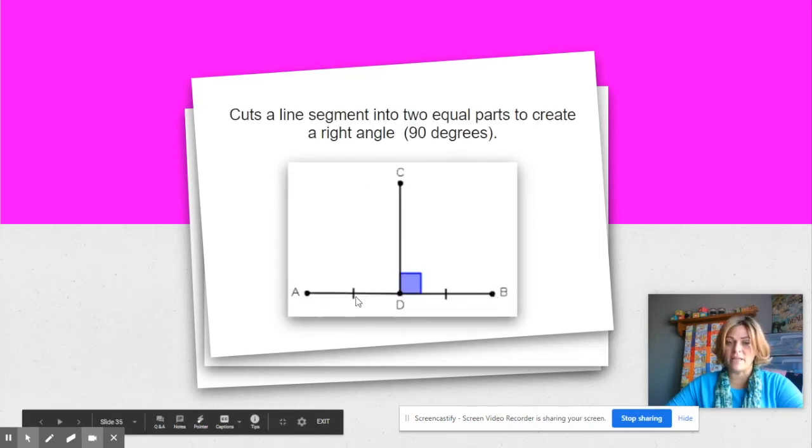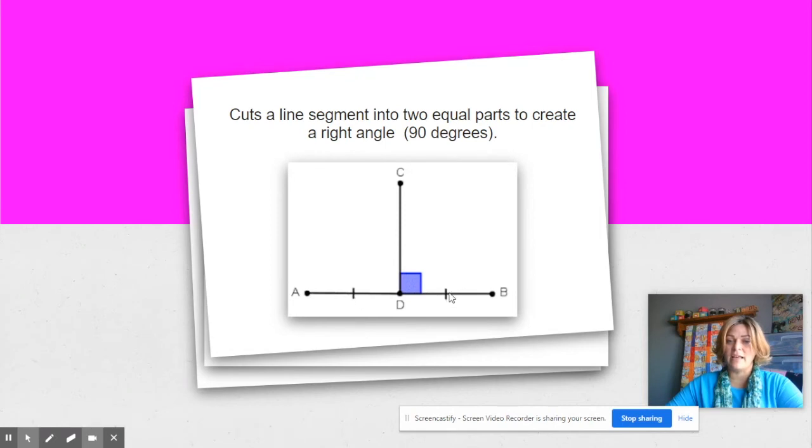AB, the segment AB, see this tick mark? That means this tick mark and those are showing congruence. So from A to D and B to D, those are congruent. So a perpendicular bisector is creating 2 congruent segments. So because it's a perpendicular bisector, this segment over here and this segment over here are the same, and it's creating a 90-degree angle.